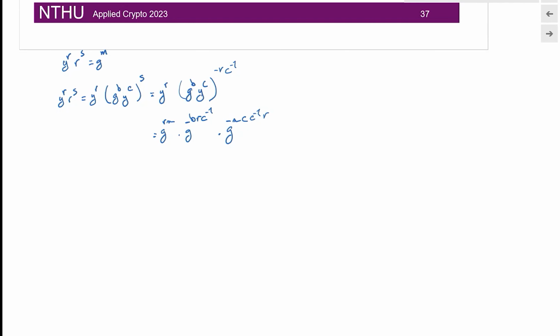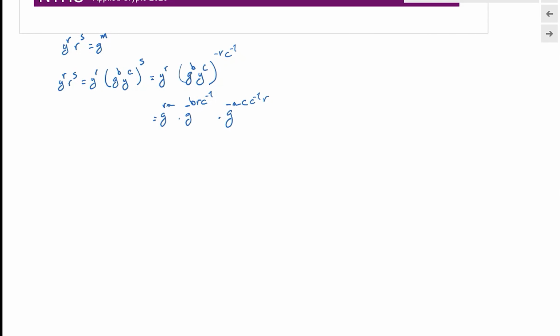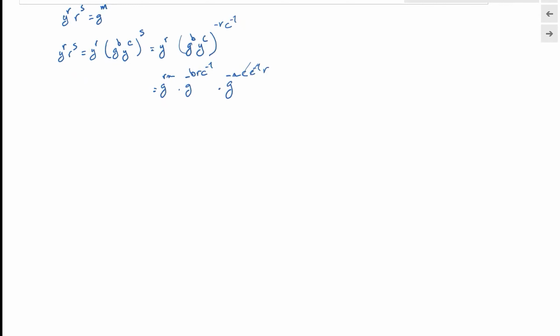Remember that y equals g to the x, so g to the x to the c is g to the xc, and then when we multiply this one, we get all this over here. So we know that c and c minus 1 will cancel each other. They are inverses of each other. So from here, we get g to the rx times g to the power minus b r c inverse.